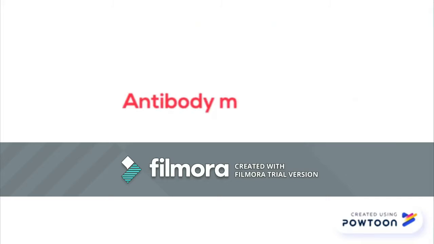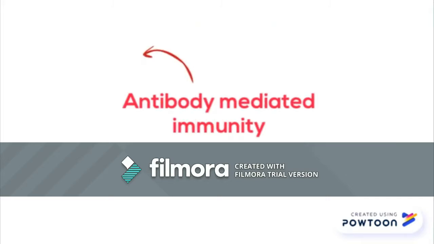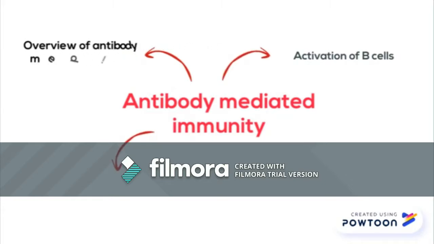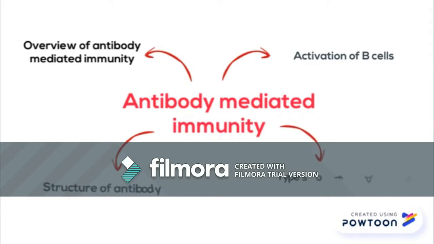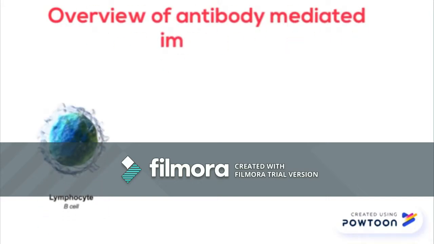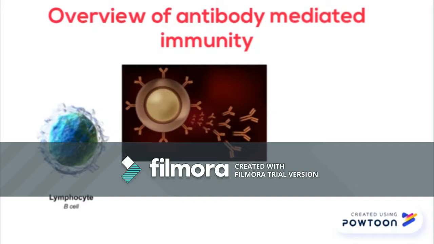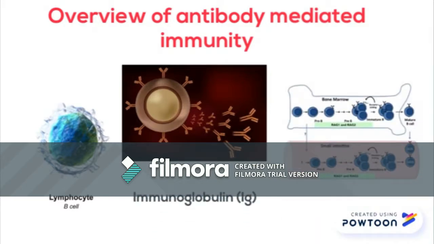There are four main parts in antibody-mediated immunity: overview of antibody-mediated immunity, activation of B cells, structure of antibody, and types of antibody. Overview of antibody-mediated immunity: first, it is mediated by B lymphocytes. Second, B cells may be triggered to proliferate into plasma cells. Plasma cells will produce antibodies. Third, antibodies are also known as immunoglobulin. Fourth, B cells mature in bone marrow.